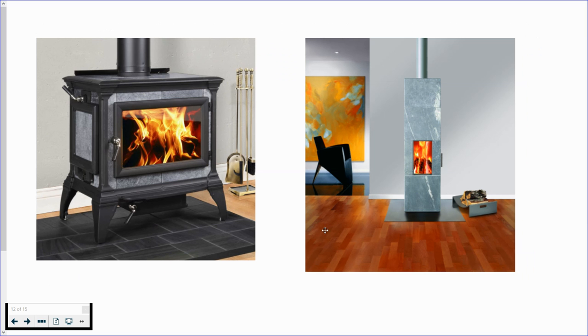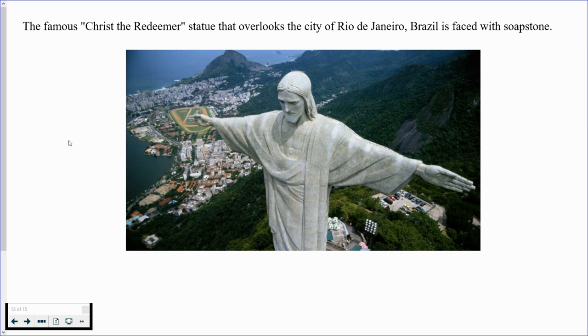You'll find that today and in the past it was used in fireplaces and hearths because, again, of its heat resistance. And one of the most famous statues carved out of it is Christ the Redeemer, which overlooks the city of Rio de Janeiro in Brazil. His whole face is soapstone.